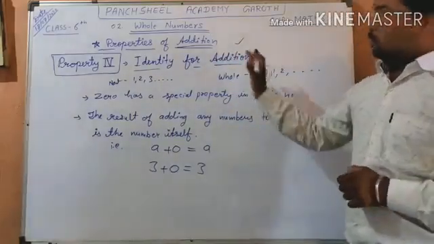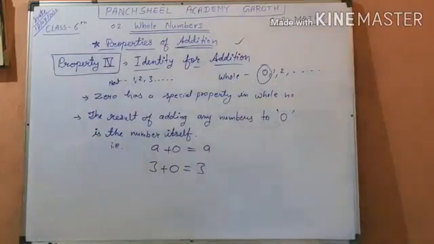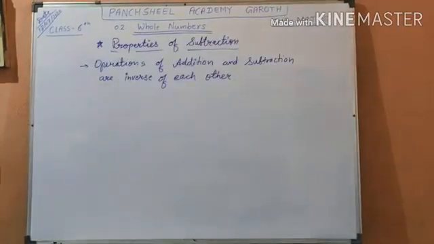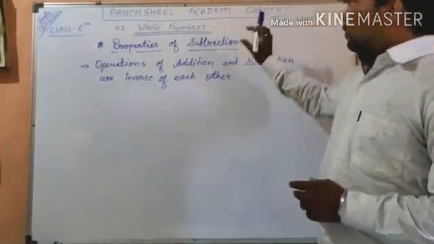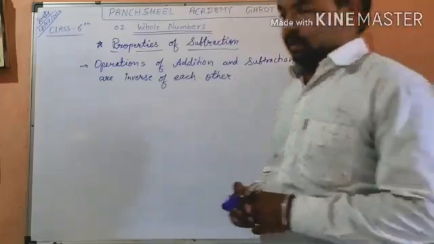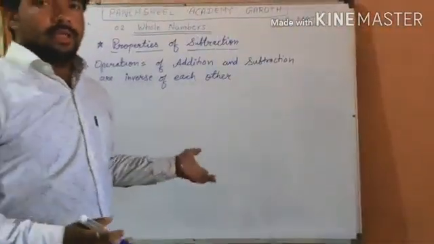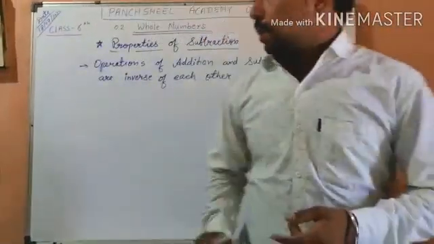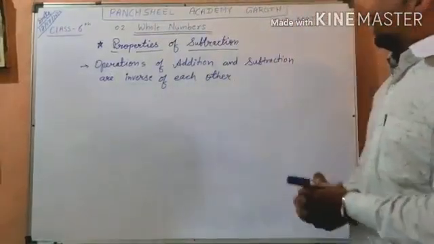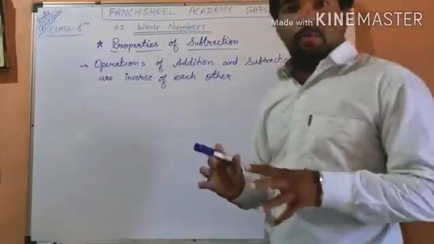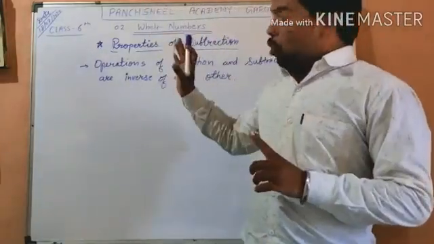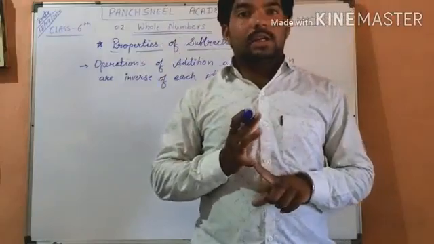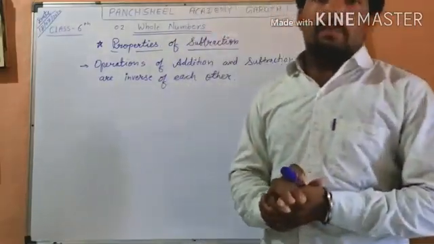Now we will see the properties of subtraction. Note it down. Properties of subtraction in whole numbers. We have just seen the properties of addition, and now these are the properties of subtraction. Here, first of all, we must know that the operation of addition is just the opposite of the operation of subtraction.